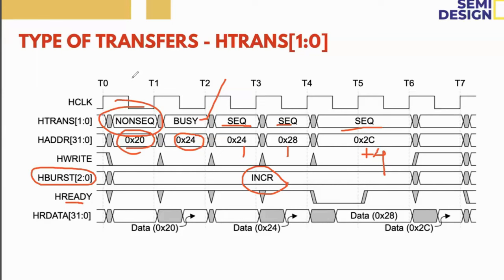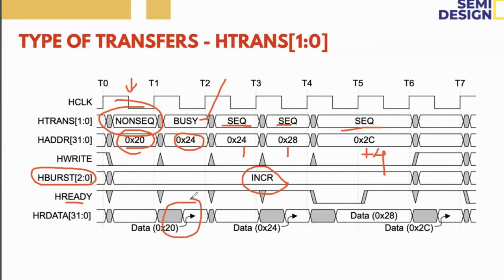So for non-sequence, the first one is the address phase. We have mainly two phases in the AHB. Can you tell what are the two phases in the AHB? Address phase and data phase. Whenever a transaction starts, the first state is the address phase, for every positive edge of the clock with HCLK. Then the next one is the data phase, in which the slave is ready to read the data. Those are the two phases.